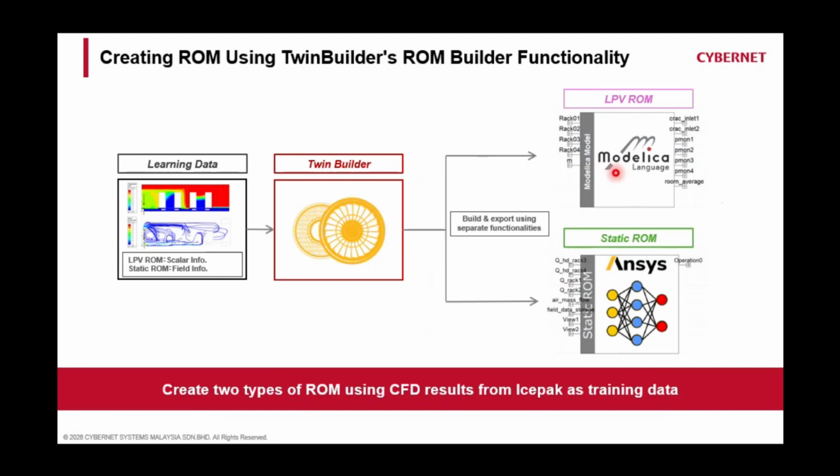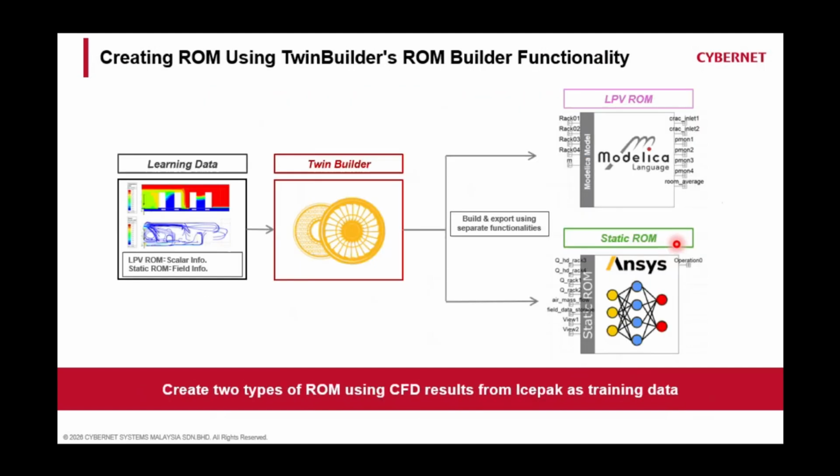So from this, you have the steady transient from the LPV ROM, and then you have the static ROM, which is for the flow field and temperature field data. Okay, so you have these two different types of ROMs together from Icepack as the training data.